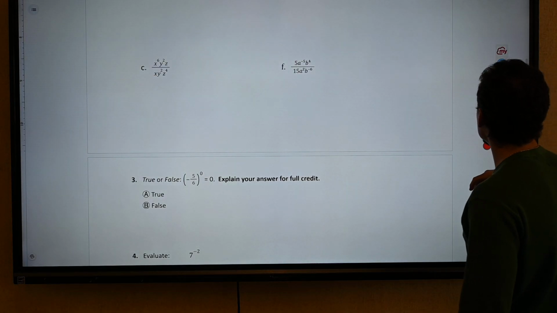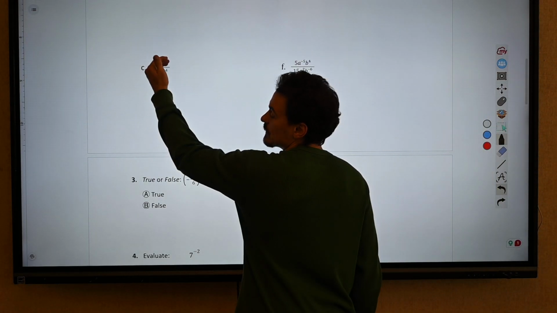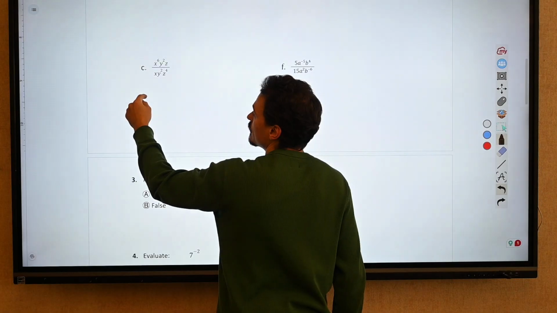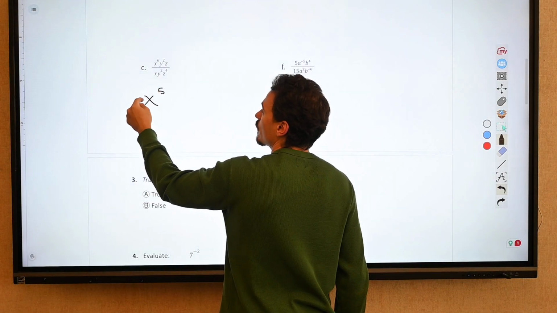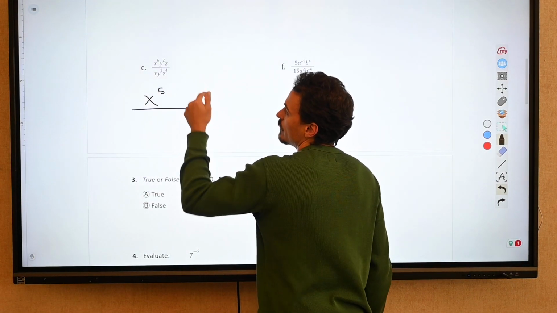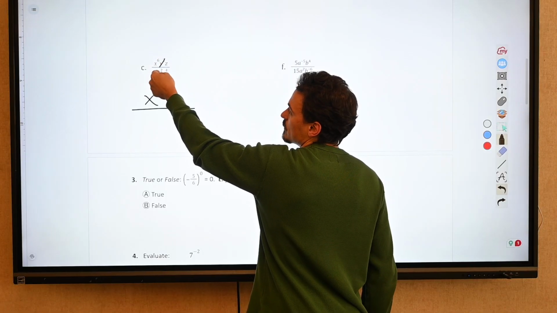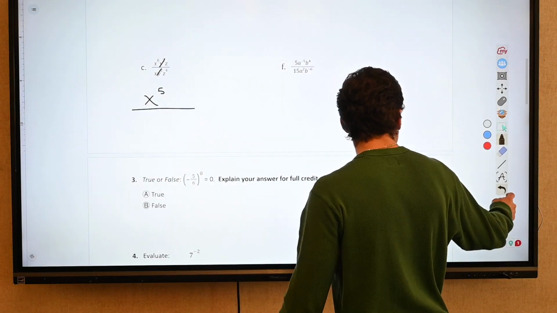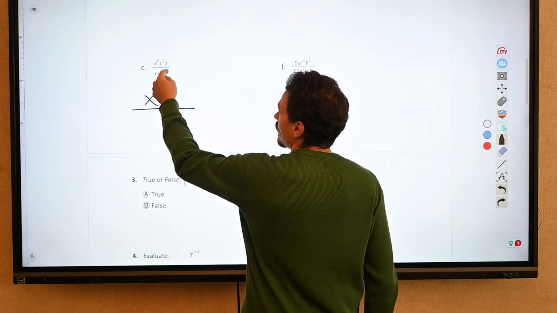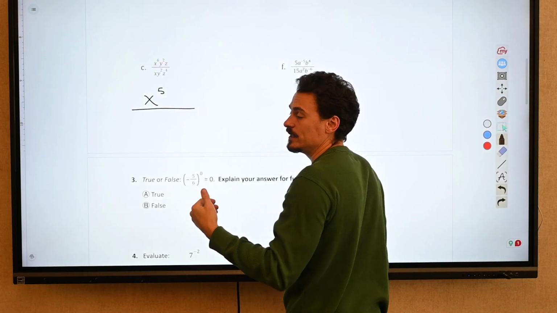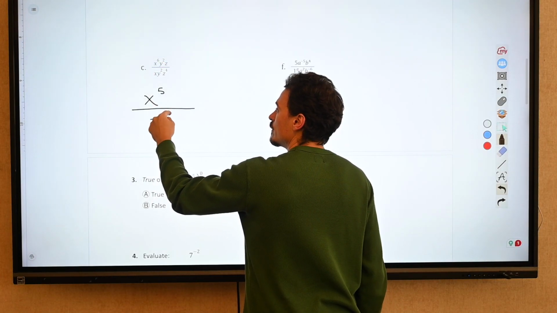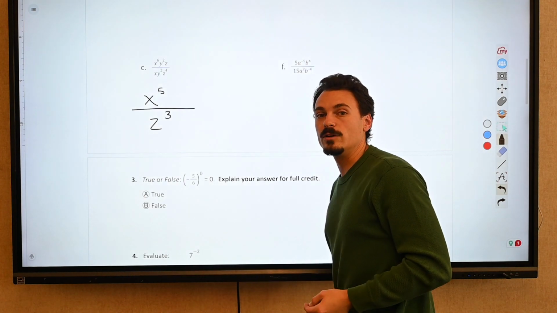Okay. This one, I have 6 x's on top, 1 on the bottom. So that gives me 5 left over on top. Here I have 2 y's on top, 2 y's on the bottom, so they cancel. And then I have 1 z on top, but 4 z's on the bottom, which means I have 3 z's left over on the bottom.